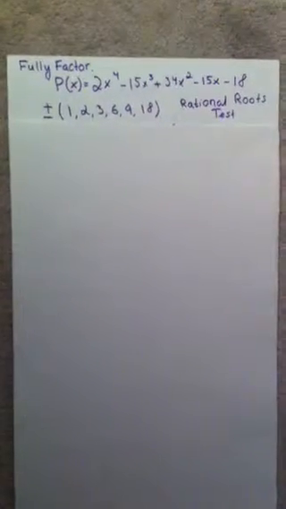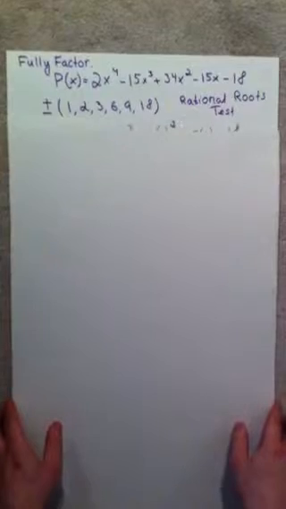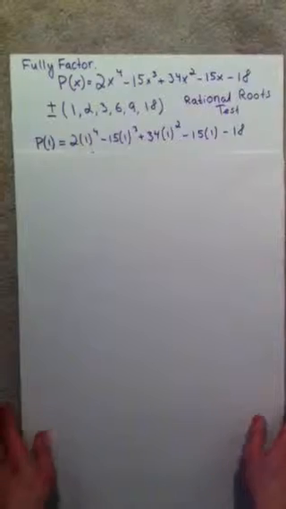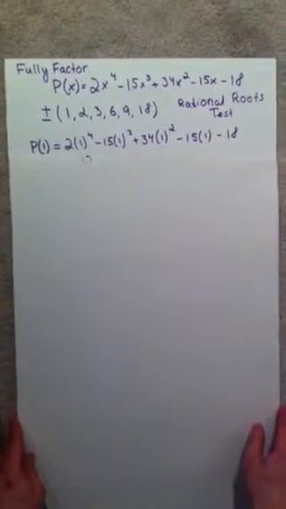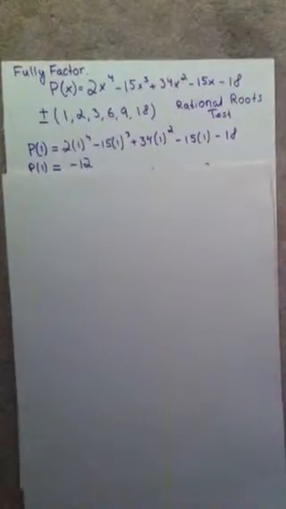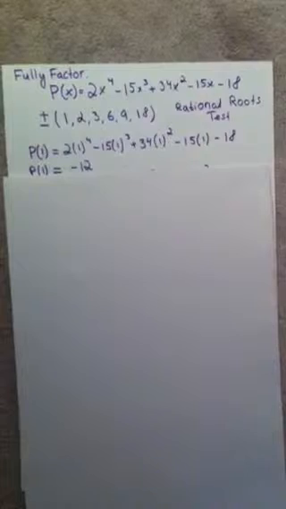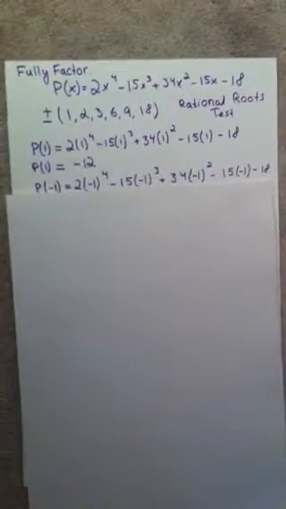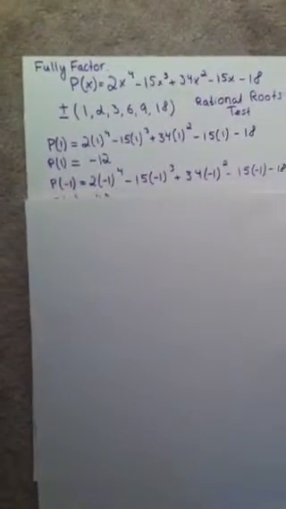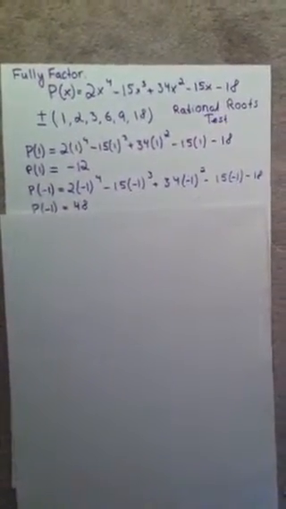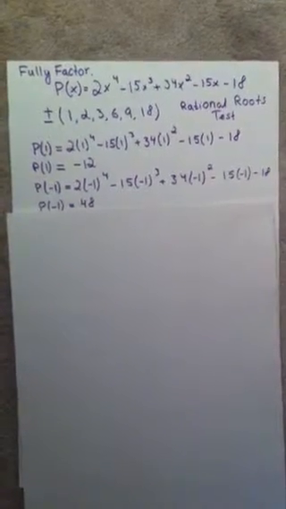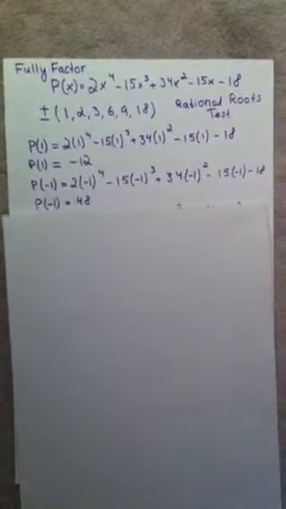I will start by subbing in 1 into the equation. When we substitute 1 into p of x, that does not give us the desired result, as it results in negative 12. So let's try another number. Let's try negative 1. When we substitute negative 1 instead of x, we get the result of 48. Once again, not the desired number we are looking for. Let's try a number higher.